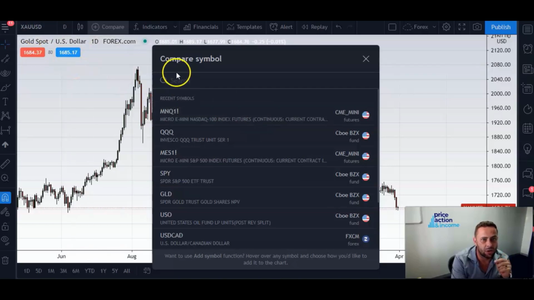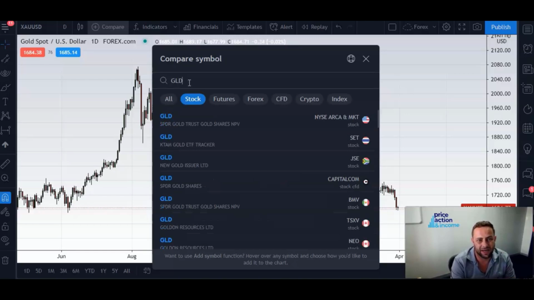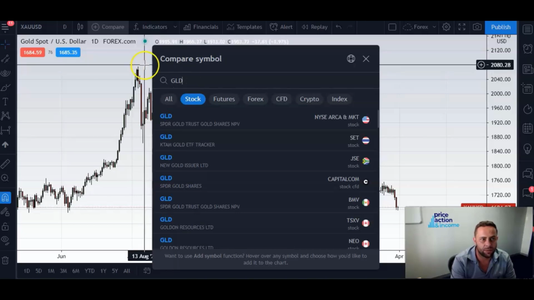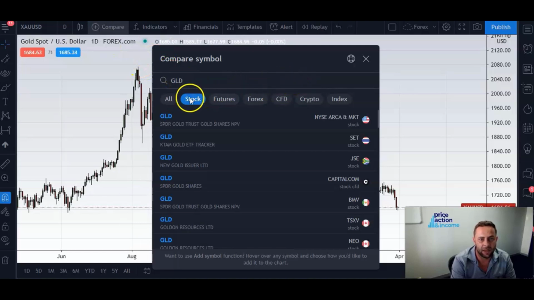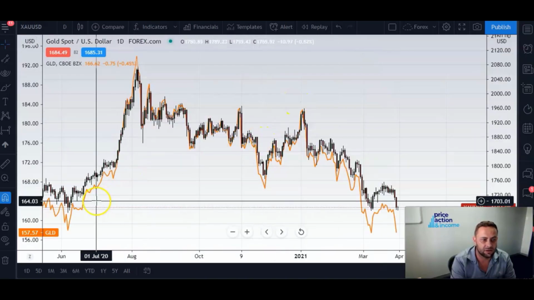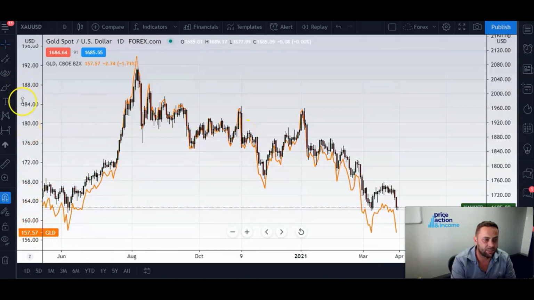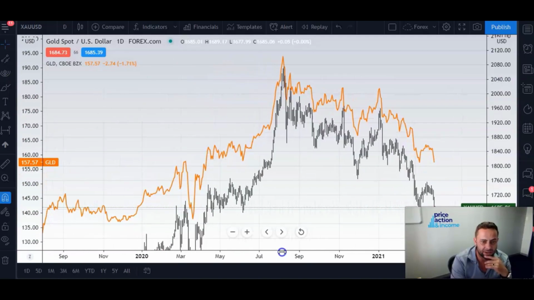So now that we've got gold open, I know that GLD is an ETF that tracks the price of gold almost perfectly, but it's priced in a different dollar value. If you click on the compare button over there and punch in GLD, it will lie under the stocks as an ETF. Then just go to new price scale. Let's quickly get rid of it, and you'll see this orange line is the price of GLD, and on the left-hand side is the price scale for GLD.